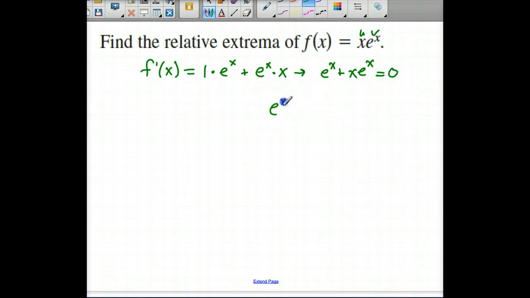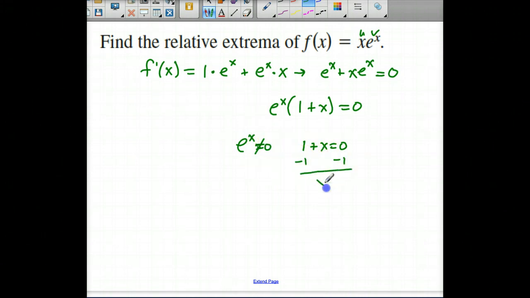So we're going to factor out what we can. So we'll factor out e to the x. Set each factor equal to 0. And we know that the domain of e to the x is all reals, but the range is positives and not ever equal to 0. This will never equal 0. So that will not produce any critical numbers because e to the x can never equal 0. Here, if we subtract 1 from both sides, we get x equals negative 1, so that's our critical number.